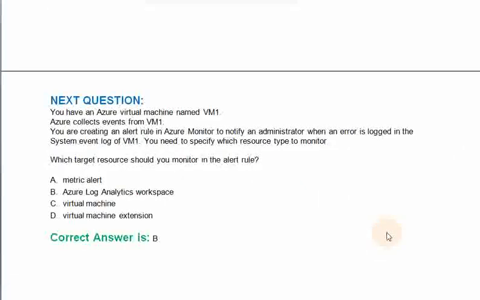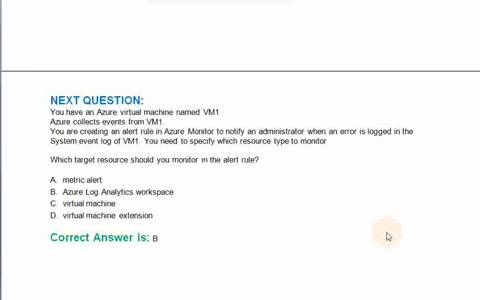You have an Azure virtual machine named VM1. Azure collects events from VM1. You are creating an alert rule in Azure Monitor to notify an administrator when an error is logged in the system event log of VM1. You need to specify which resource type to monitor. Which target resource should you monitor in the alert rule?